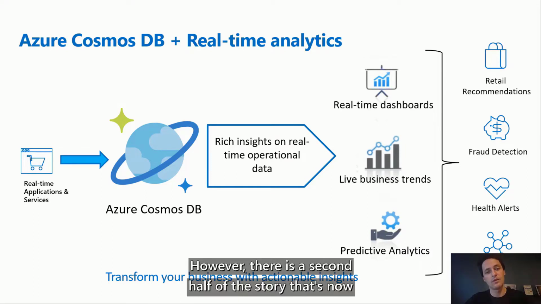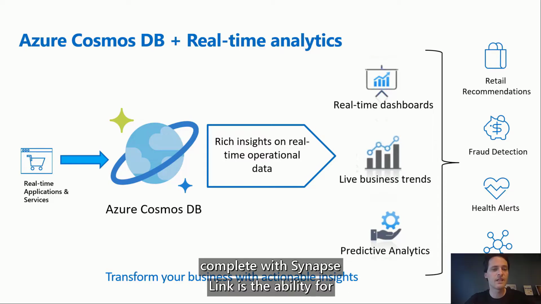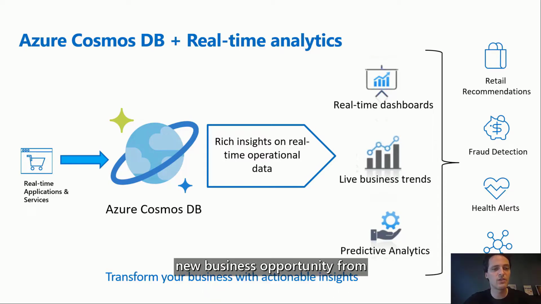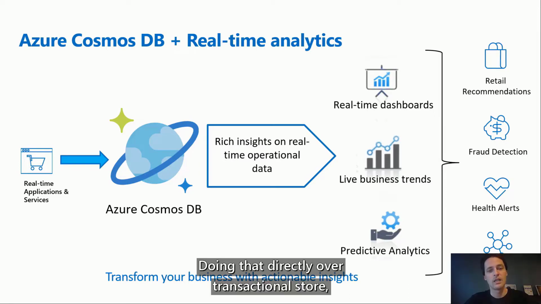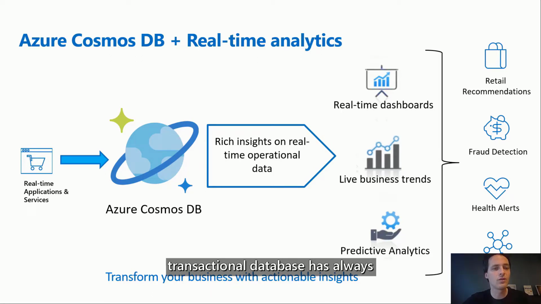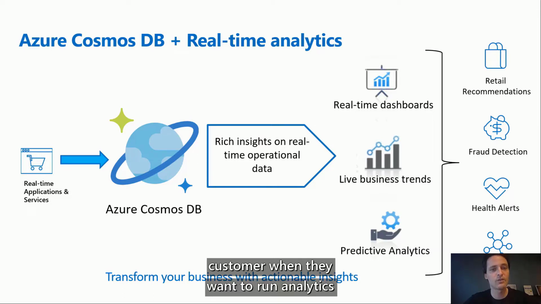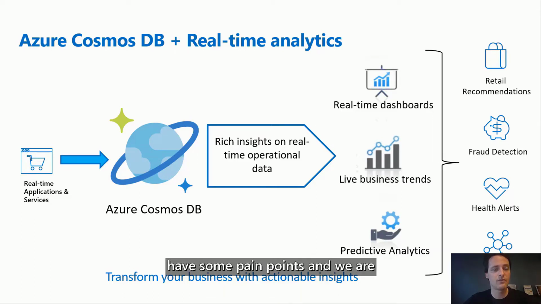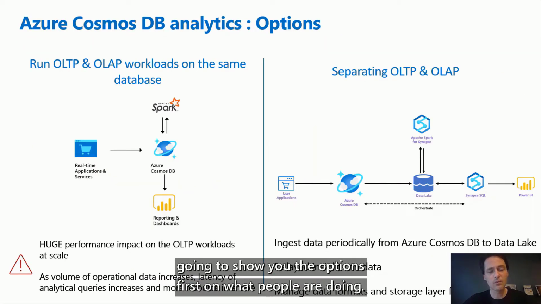However, there is a second half of the story that's now complete with Synapse Link. It's the ability for customers and users to generate new business opportunities from new insights they can get from Cosmos DB. Doing that directly over a transactional store, a transactional database, has always been a challenge with any database. And oftentimes the options available for customers when they want to run analytics have some pain points. We are going to show you first the options on what people are doing.